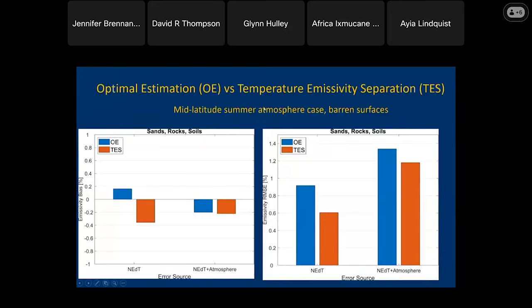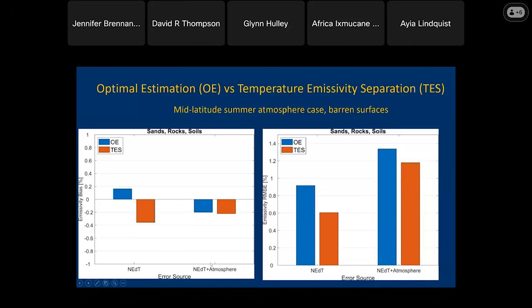So I'll run through quickly here some examples of differences between the optimal estimation algorithm and the temperature emissivity separation algorithm. This is our heritage algorithm. These were run on simulations for mid-latitude summer atmospheric profiles. These are usually pretty difficult cases for the thermal infrared and over barren surfaces, so sands, rocks, and soils. So on the left, you can see the accuracy or the bias in the two different algorithms, OE in blue, TESS in red here. And you can see that they're pretty similar when you look at the errors with just the NE delta T, which is the instrument noise.